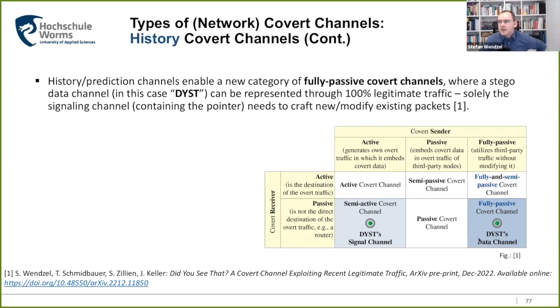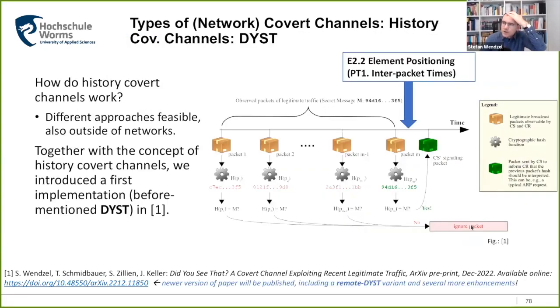This is because we fully rely on third-party traffic. We just send a tiny signal, and the signal is much smaller than the secret message we transfer. How does this work? The example I give here is called Dust. Did you see that, Dust? And it works with the inter-packet times pattern. So let's say we want to transfer the secret message M, which is 94D16 something. And over time, we observe certain packets.